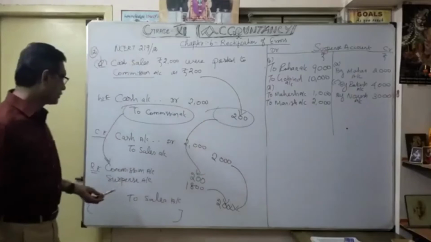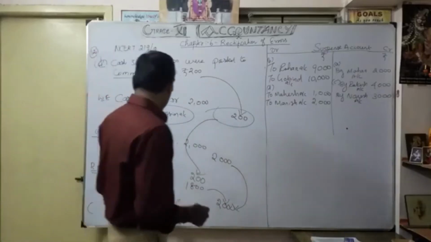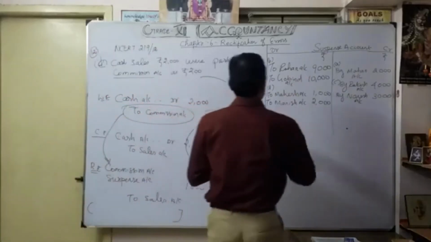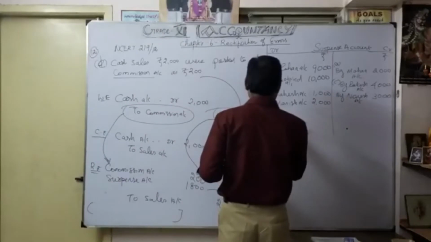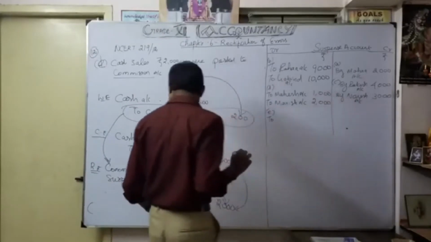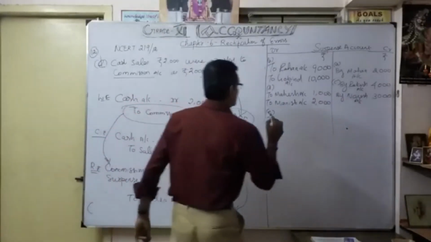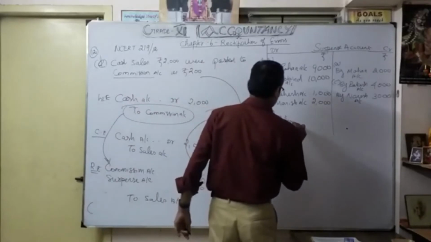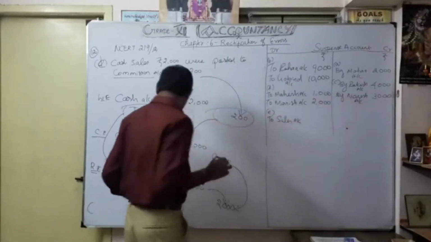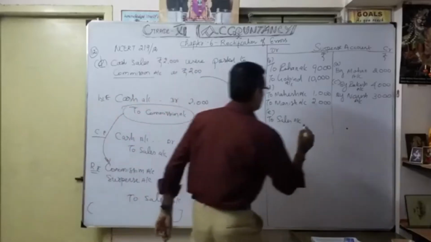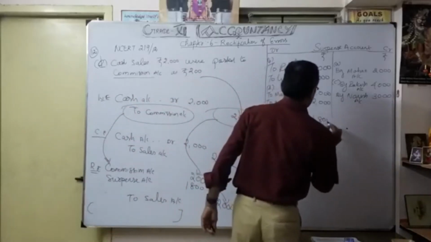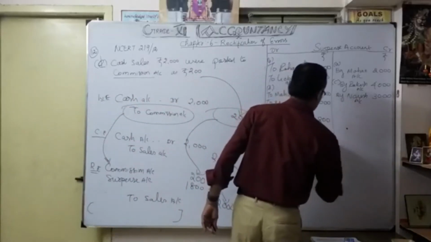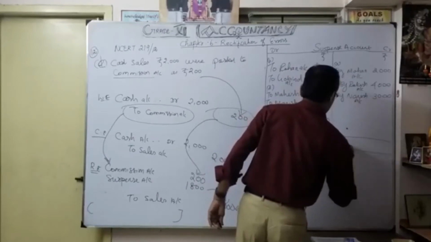Now, how are you doing the posting? Now you see, as a suspense account base, E. Finally, to what? To sales account. How much is suspense account debited? 1,800. Now understood. 1,800. So now we are going to tally.